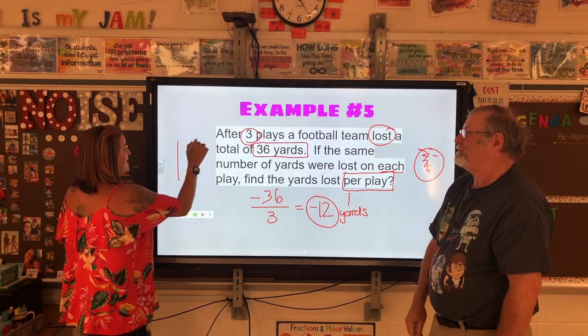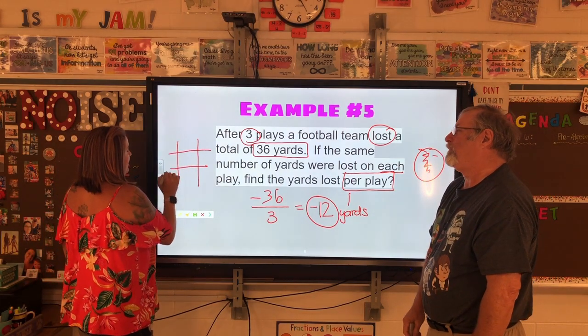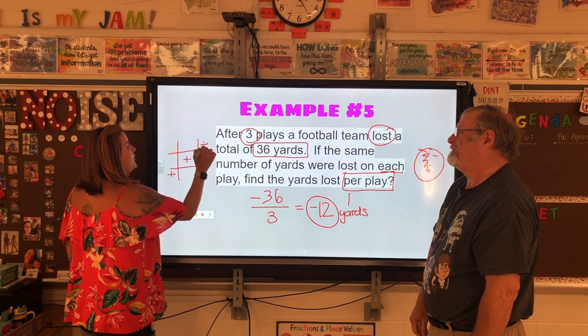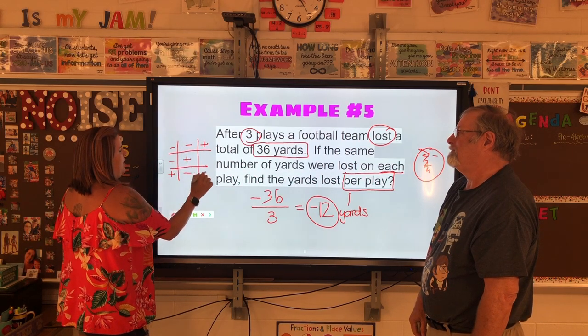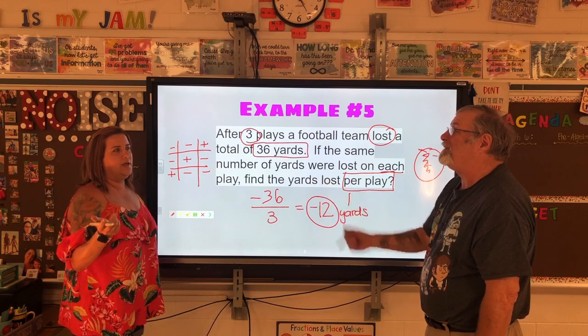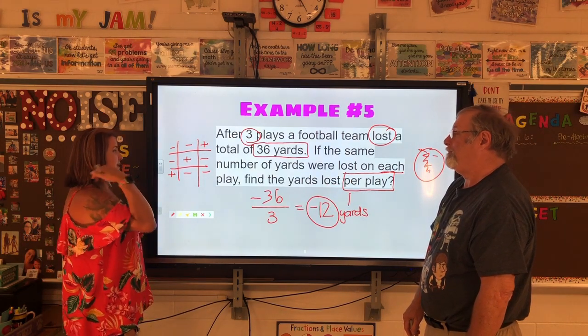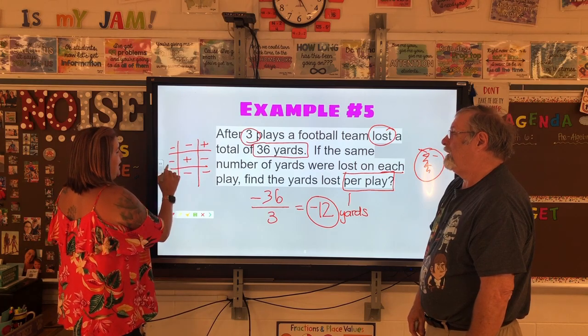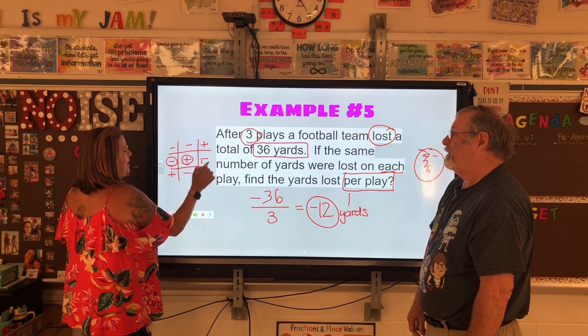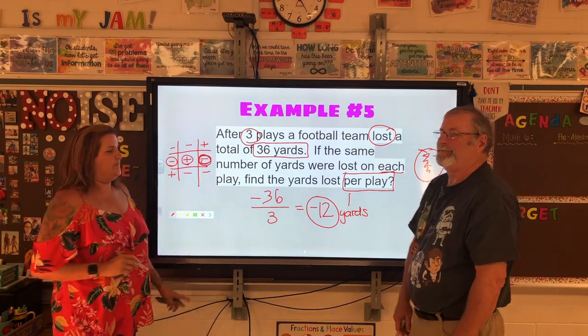Or we can do the tic-tac-toe board. Takes so long. Yeah, but if you have a test on integers and you have to do a bunch of them, it's important to use different strategies. Yes. So, negative, positive, my answer is negative.